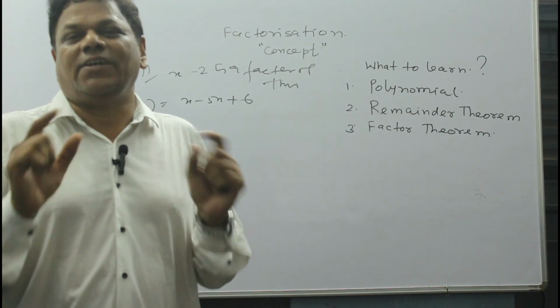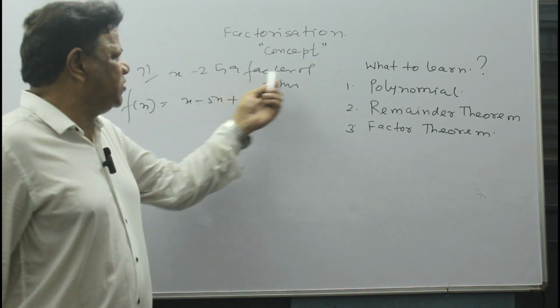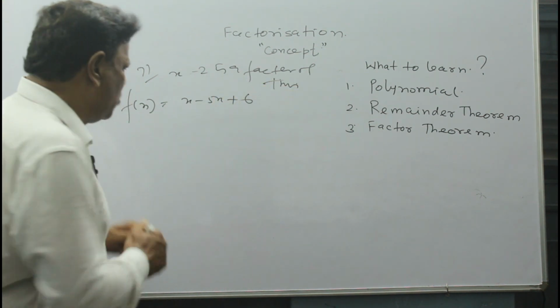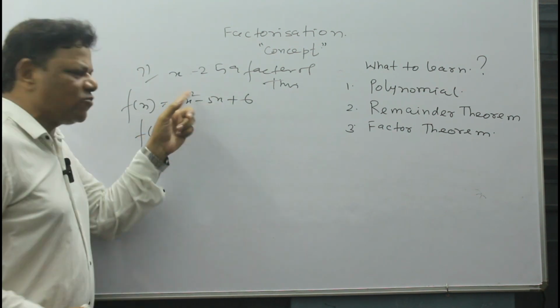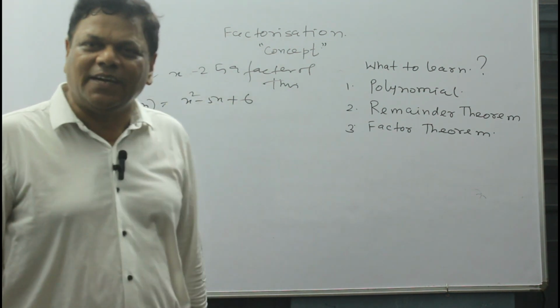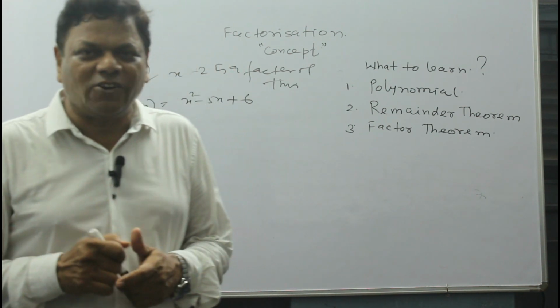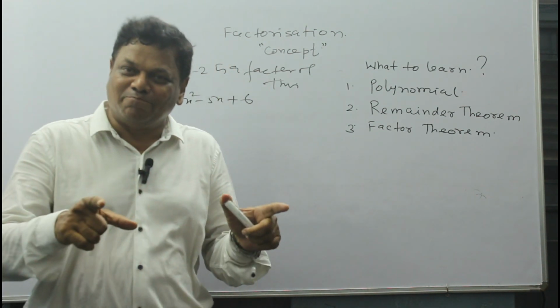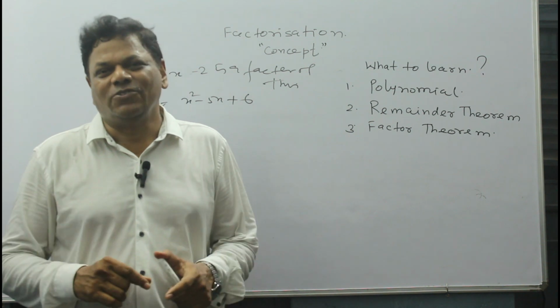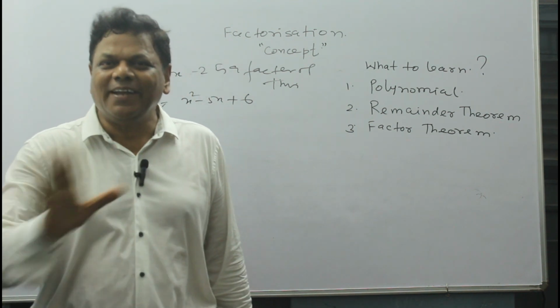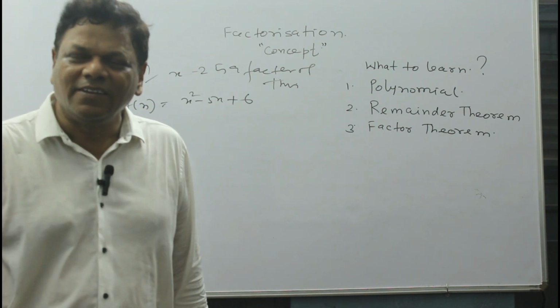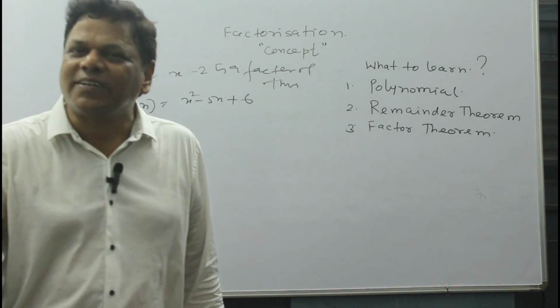But now we learn another way. If x minus 2 is a factor, that means x equals 2. So we have to find f(2). So I have to place 2 in it. How will I understand whether it is a factor or not? If the remainder comes 0, what will I tell you? x minus 2 is a factor of this. If the remainder does not come 0, what will I tell? x minus 2 is not a factor of this.